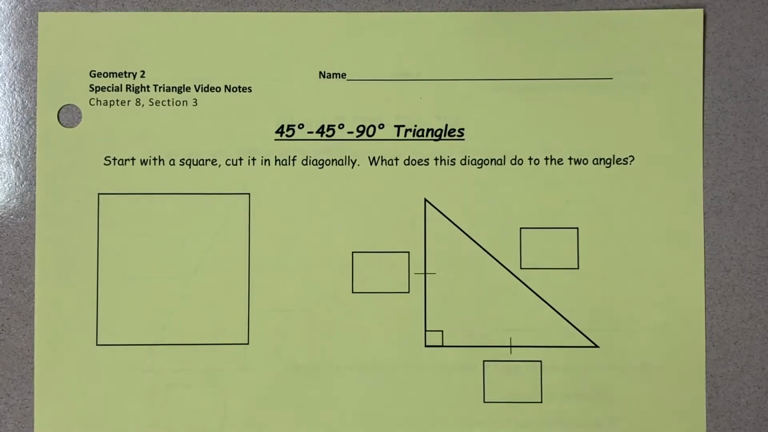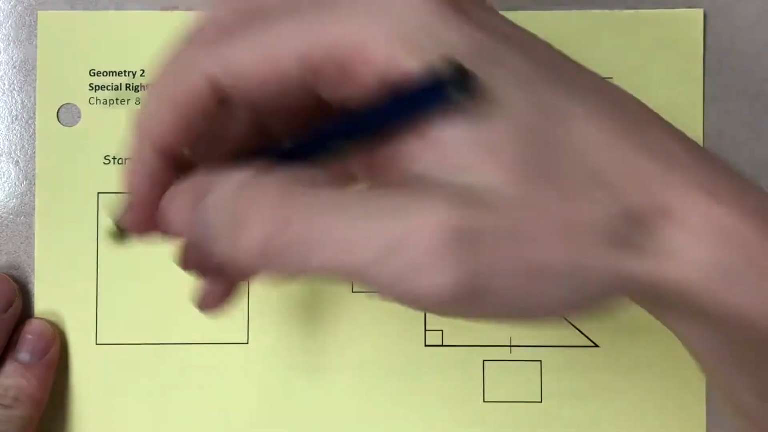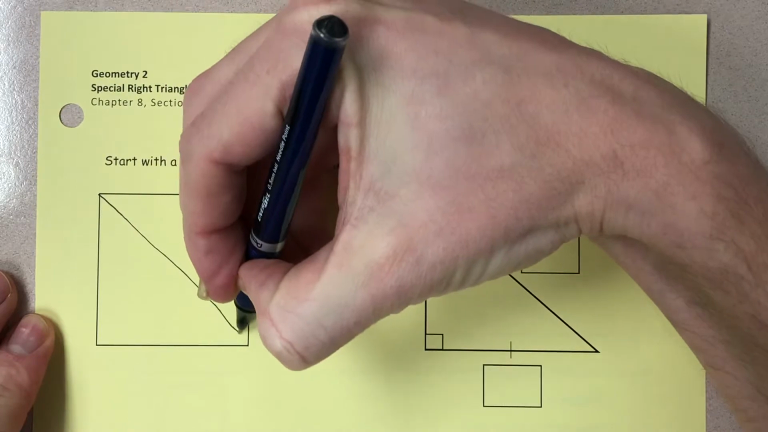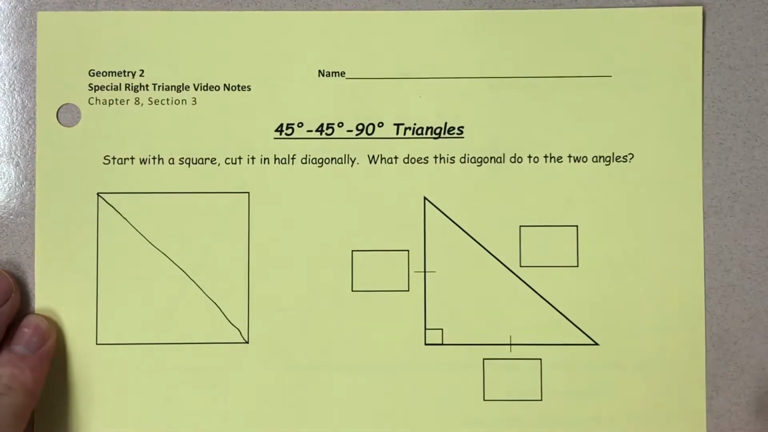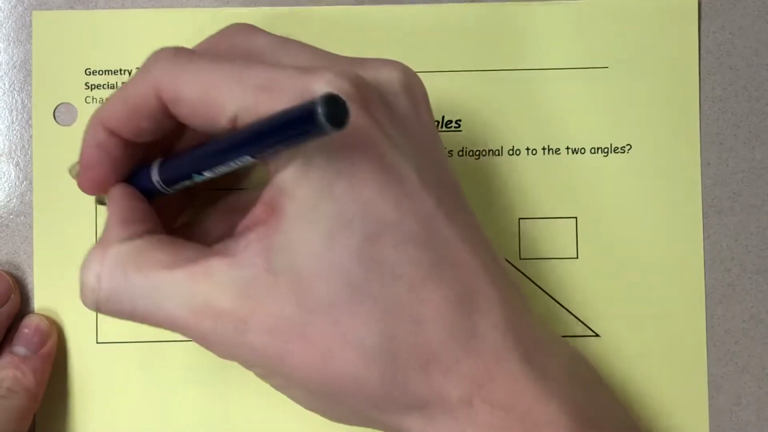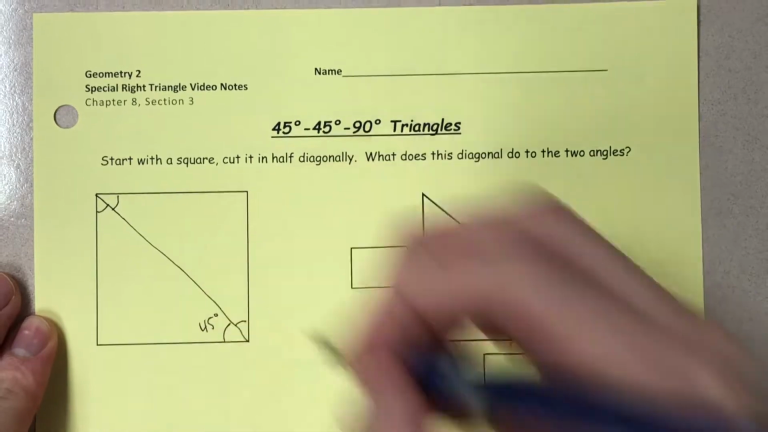Okay, so today we're talking about special right triangles, which are right triangles that have special different properties. If we start with a square and cut it in half diagonally, so we draw this line here, what does it do to the two angles? These two angles are bisected, and these are all 45 degrees.